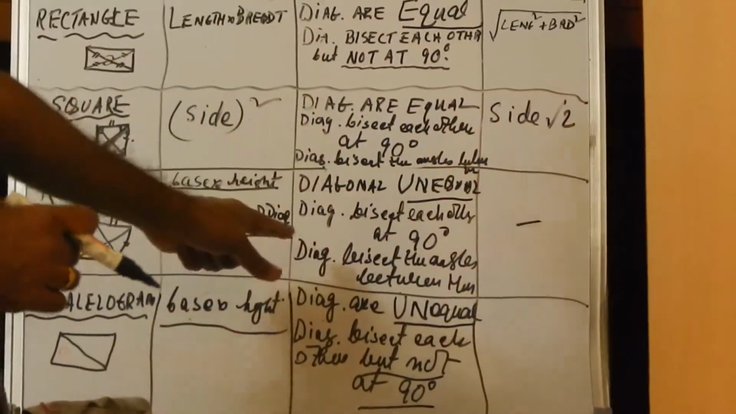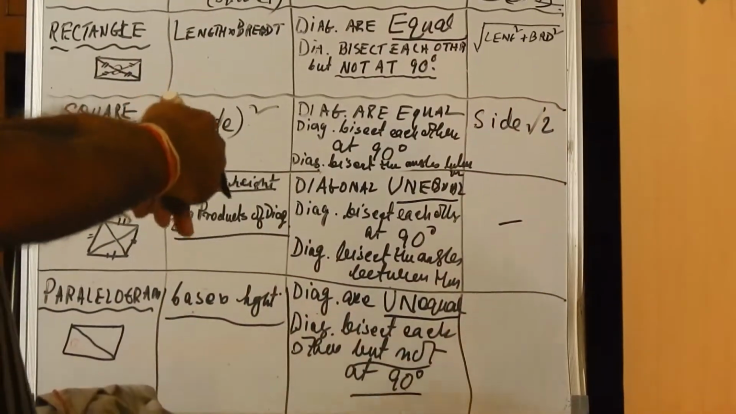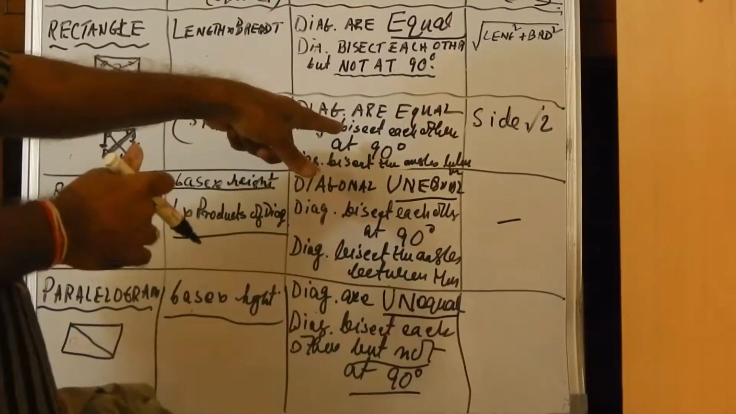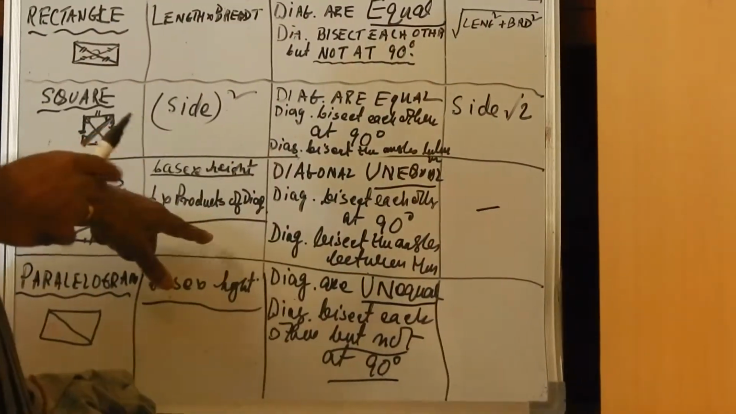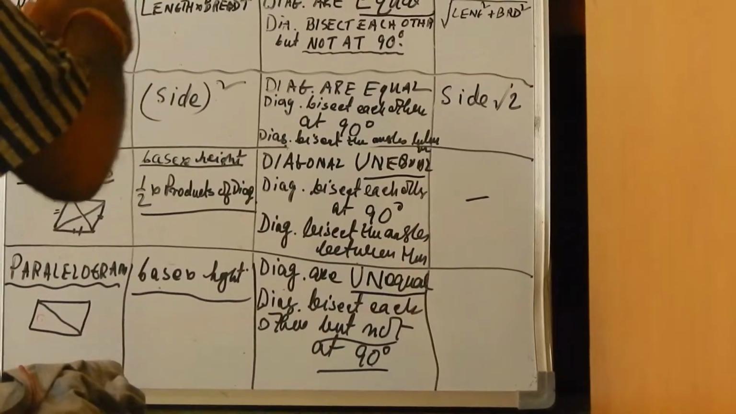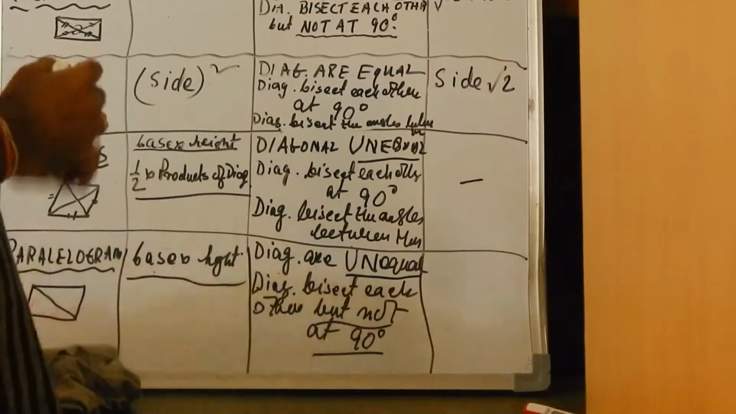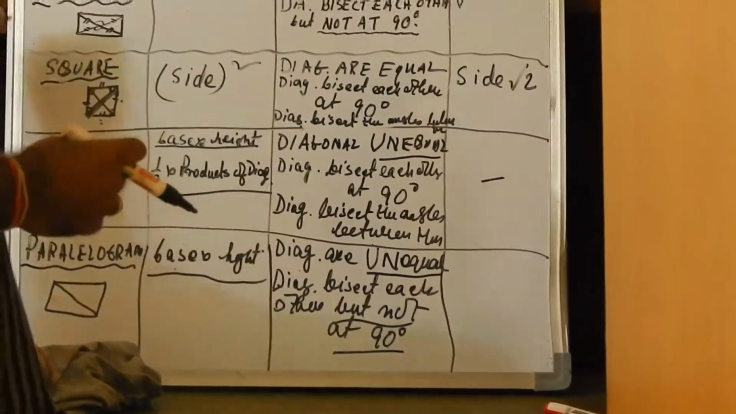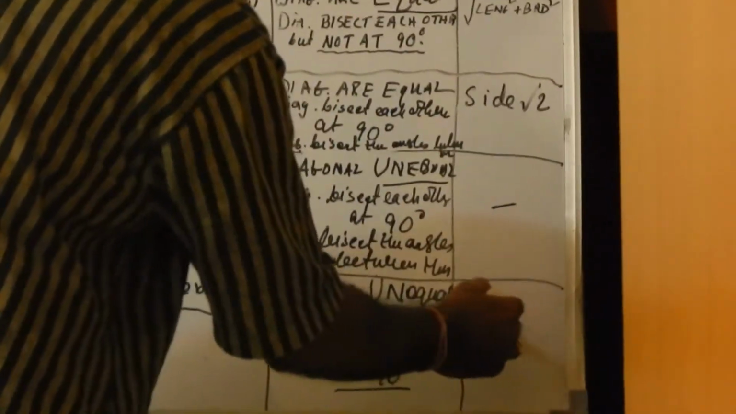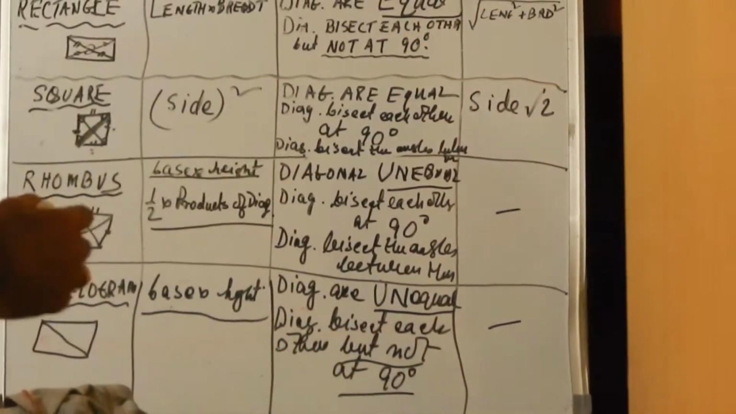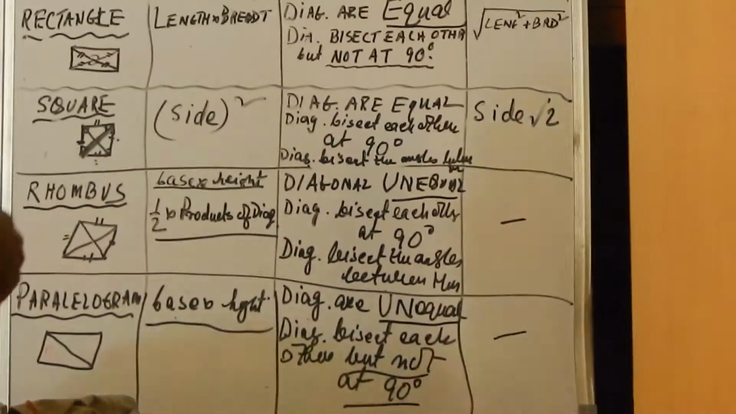Like a rhombus, the diagonals are not equal, but they bisect each other at 90 degrees, and the diagonals here also bisect each other at 90 degrees. That was the similarity. And moreover, in the case of a rhombus and square, the diagonals bisect these angles also. And here also the length of the diagonals question does not arise because the diagonals are unequal. So that's all about rectangle, square, rhombus and parallelogram.